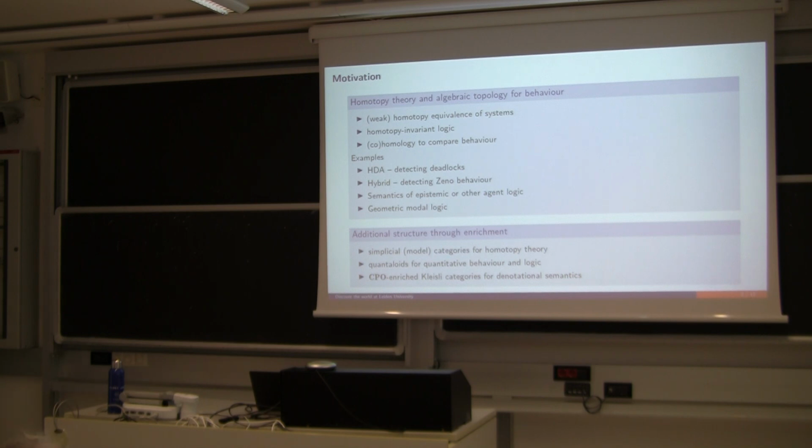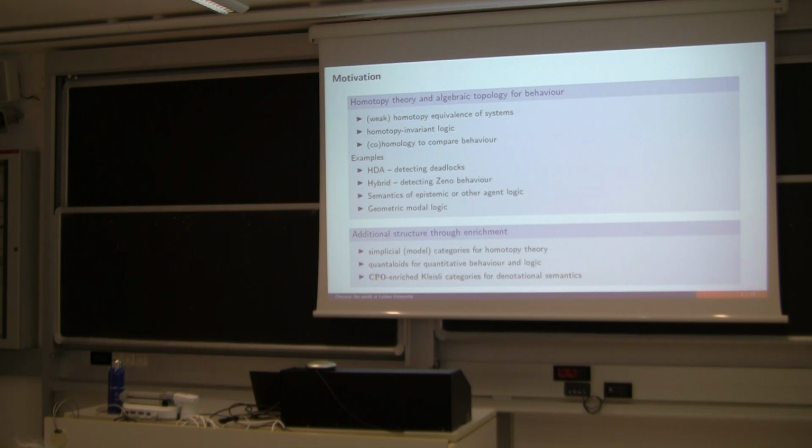For example, there's something called higher dimensional automata, where we model true concurrency by having geometrical objects, cubes in particular, where you have several actions, and the number of parallel actions happening at the same time determines the dimension. Then you can use homotopy theory to reason about this computation. There are other things, for example hybrid systems, semantics of epistemic and other agent logics, and geometric modal logic, and various other things that use these kinds of geometrical topological models under the hood.